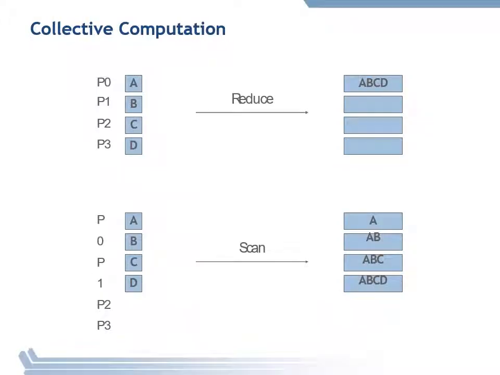Collective computation. In the first picture you can see how P0, P1, P2 and P3 are reduced and gathered into a single cell, whereas in the second picture you can see how scan works, and each cell grows cumulatively and then adds up the previous elements.